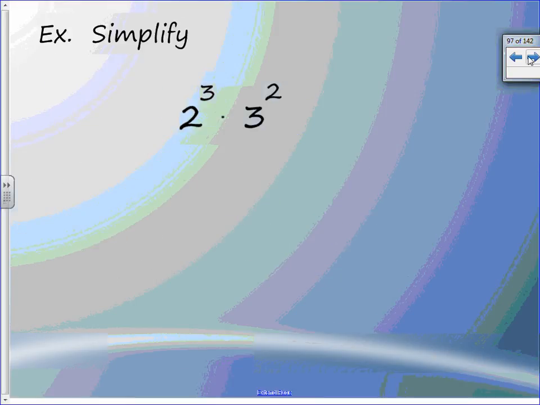All right, so how about 2 cubed times 3 squared? Isaac, what would you do first?